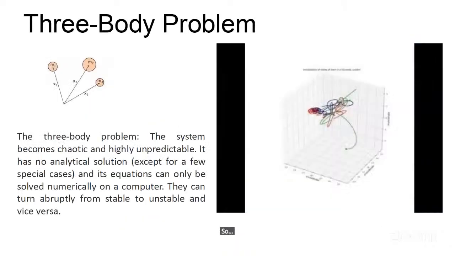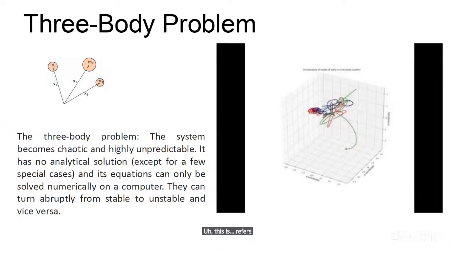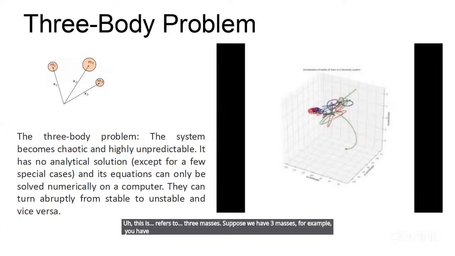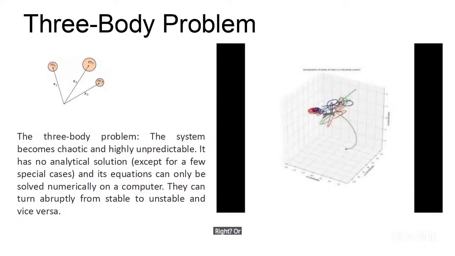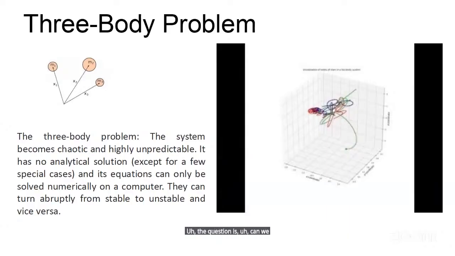Another very interesting problem is the three-body problem from celestial mechanics. This refers to three masses. Suppose we have three masses, for example the Sun, Earth, and our Moon, or we have M1, M2, and M3. If you know their positions and velocities at a given time, the question is, can we predict the motion of this three-body problem, right?